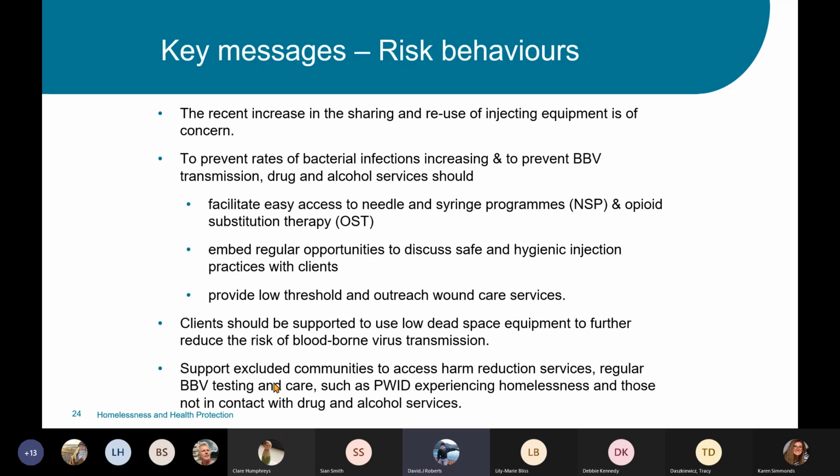So what we'd advise is that drug and alcohol services should facilitate easy access to needle and syringe programs and opioid substitution therapy, embed regular opportunities to discuss safe injection practices with clients, and provide low threshold and outreach wound care services. There's also specific low dead space equipment that may reduce the risk of bloodborne virus transmission further as well. And services should support communities to access harm reduction services, regular bloodborne virus testing and care.